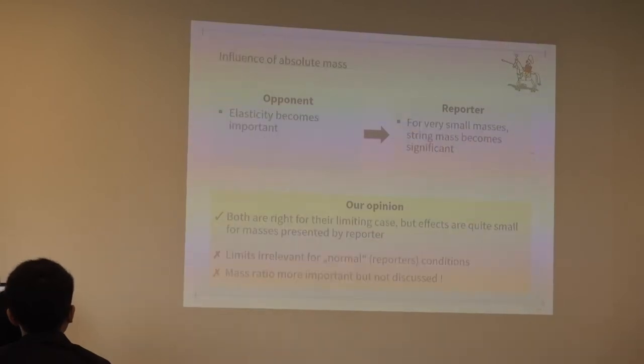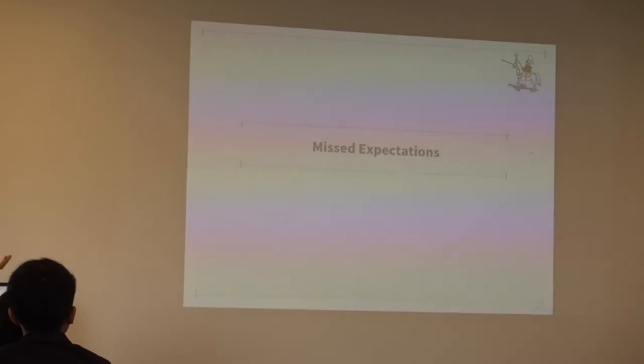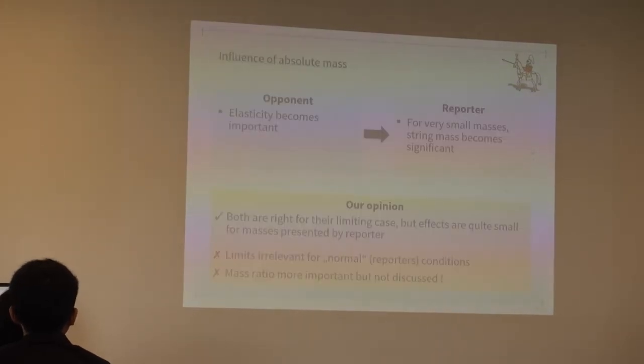And now also the influence of the absolute mass, where the opponent stated that the elasticity becomes important, and the reporter said that for small masses the swing mass becomes significant. We state that both are right, but only in the limiting case, and it only affects quite small masses, and the limits are irrelevant for the normal conditions of the reporter. So this was my review, and thank you for your attention.